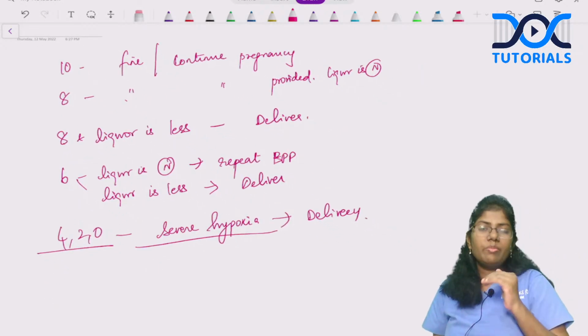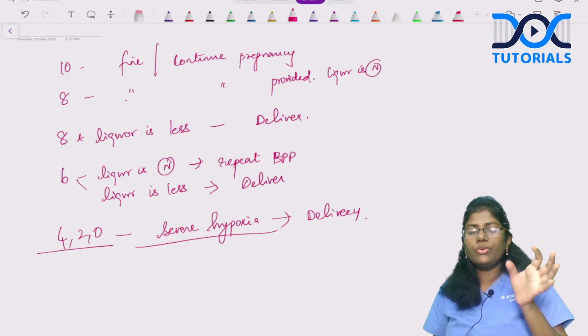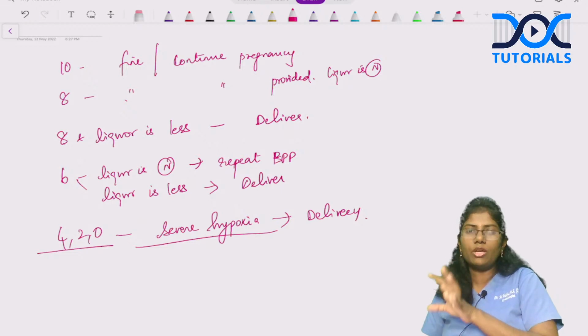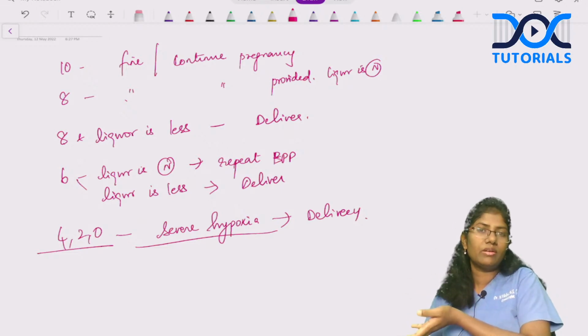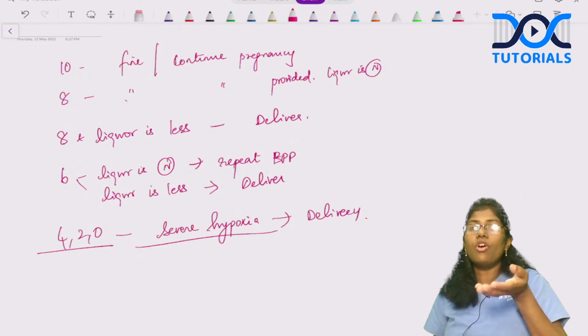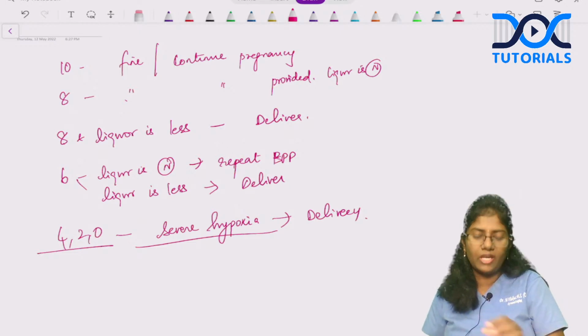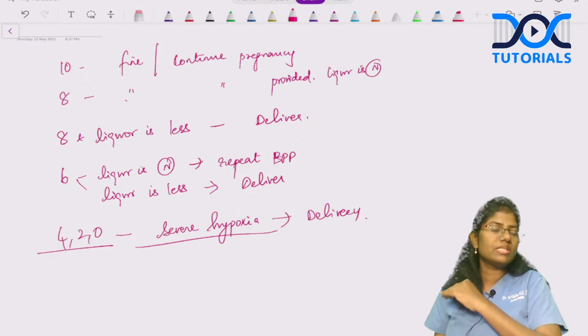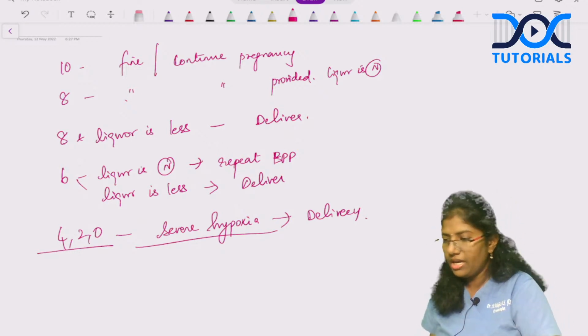Scores of 6 and below are bad scores. Even with a 6, you can repeat the biophysical profile and see. If it improves, it's fine and you can continue the pregnancy. If it doesn't improve, or if the liquor is less, then you have to terminate. But anything less than 6, like 4, 2 and 0, indicates severe hypoxia and you have to deliver immediately. Okay, so this is it.